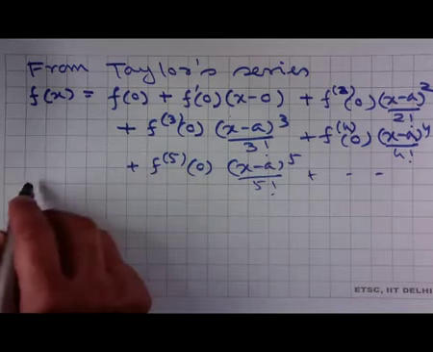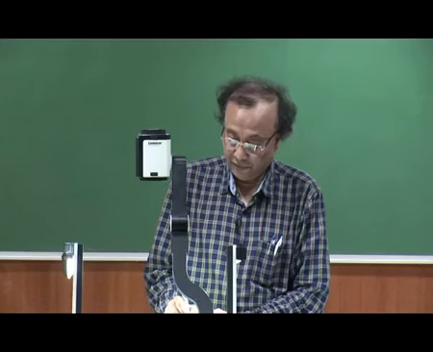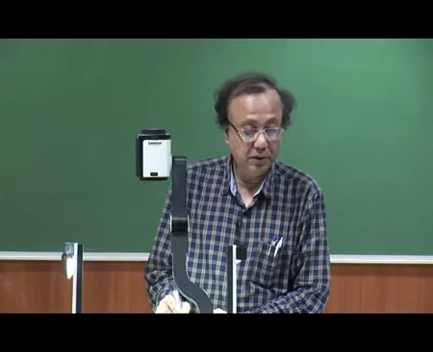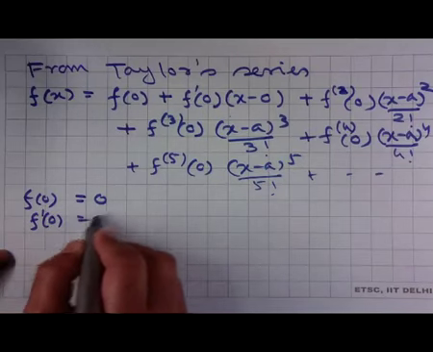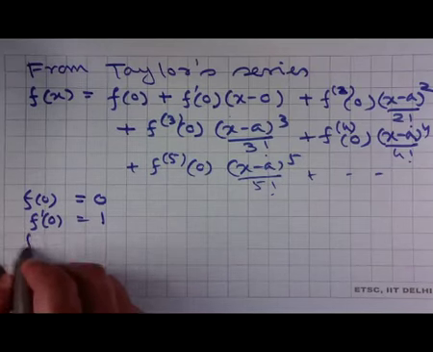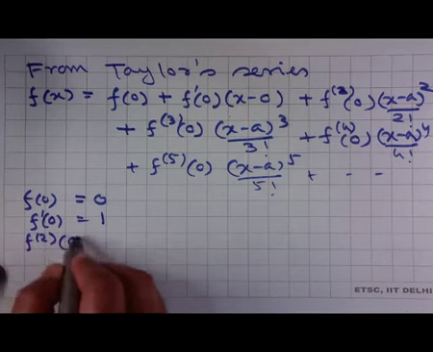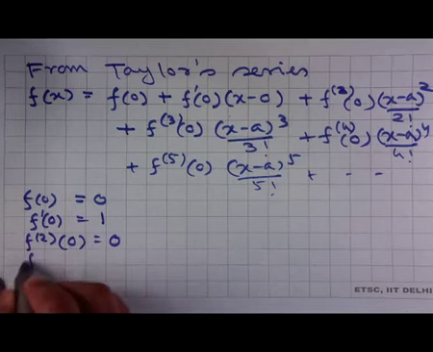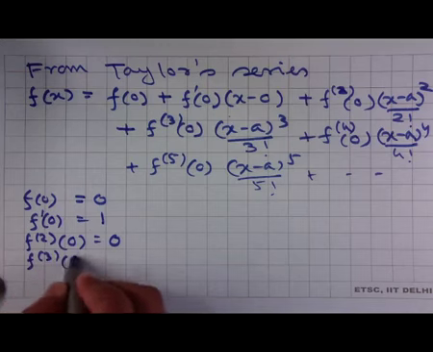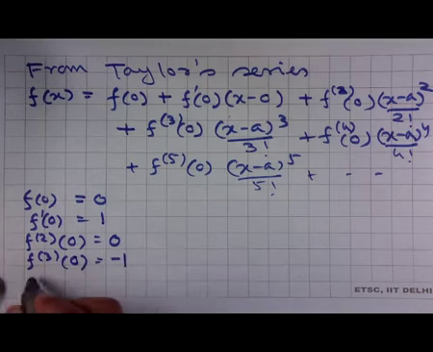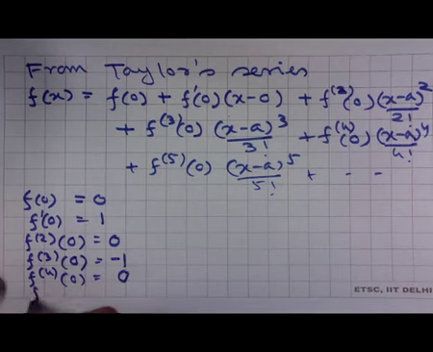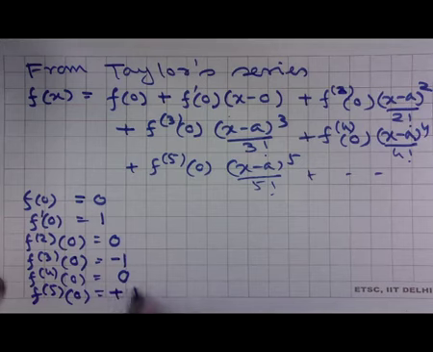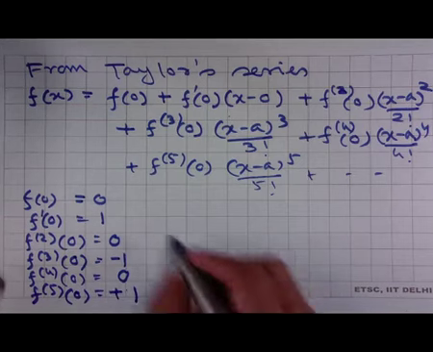Let us replace the values. f(0) is equal to 0, f first derivative at 0 is equal to 1, f second derivative at 0 is equal to 0, f third derivative at 0 is equal to minus 1, f fourth derivative at 0 is equal to 0, and f fifth derivative at 0 is equal to plus 1. This is what we have got.